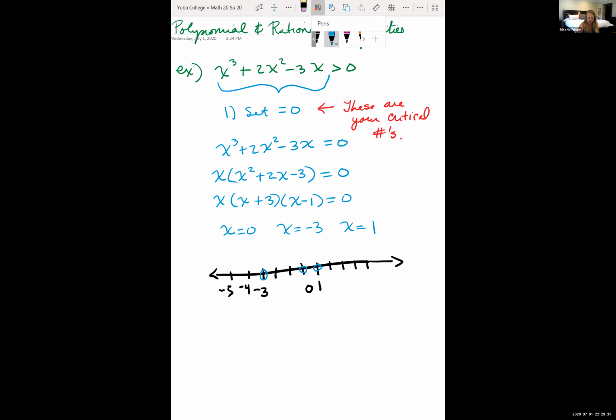Okay, once you plot your critical numbers on your number line, which we can think of as our x-axis, you want to test on each side. So you want to plug in a value to the left of -3. Choose any number to the left of -3. It doesn't matter, because anything you choose there, you're either always going to be positive or always going to be negative. If we chose -4, I think smaller numbers are easier. So let's choose x equals -4.